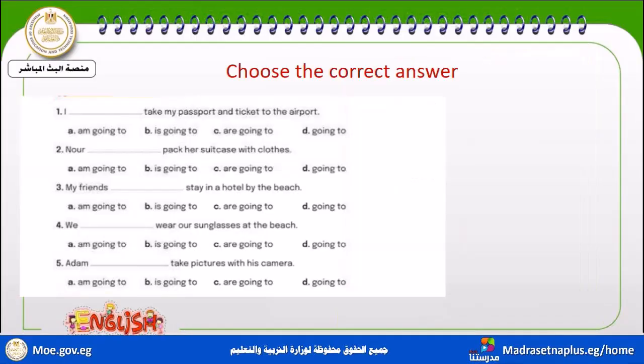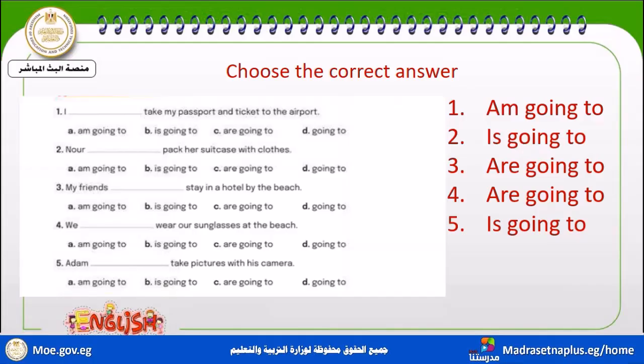Now let's start by doing some practice with going to. Here we are going to choose the correct answer. For number one, I am going to, or is going to, or are going to, or going to take my passport and take it to the airport. I am going to, because the subject here is I.